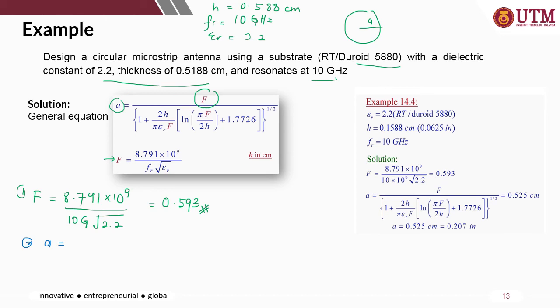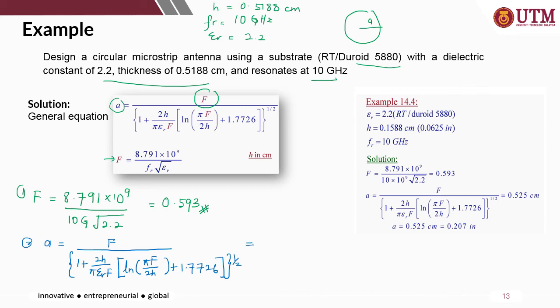Once we have F, now we can calculate the radius: a equals F divided by the square root of 1 plus 2h divided by pi epsilon r F, times ln of pi F divided by 2h plus 1.7726.